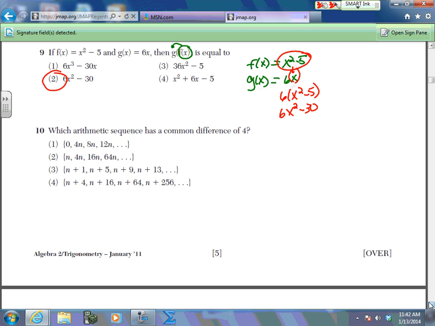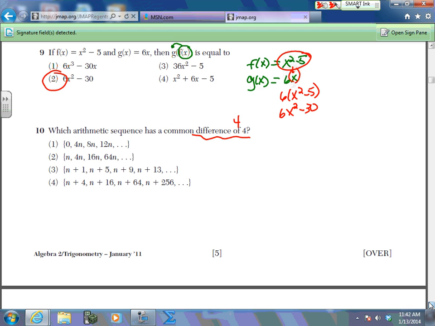If they put a number in it, then you're putting a number into one and putting the result into the next one. Number 10 is another sequence. They want a common difference of 4. This has to be an arithmetic sequence. So it's something you're adding, not multiplying.